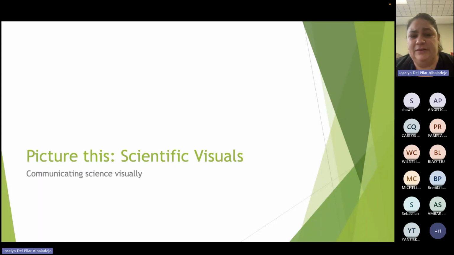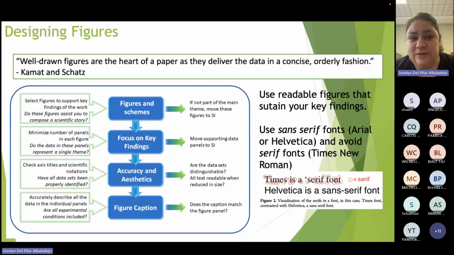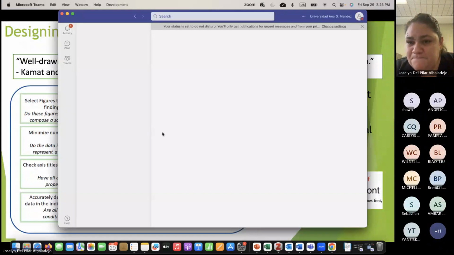Here's the thing that I wanted to talk to you about: scientific visuals, right? A picture is worth 1,000 words, right? So really, when you're drawing a figure, that's really the heart of the paper, because it's a way to convey your information in a really direct and orderly fashion, right? When you're thinking about the figures, make sure that the figures tell the story and give the main idea of your findings.